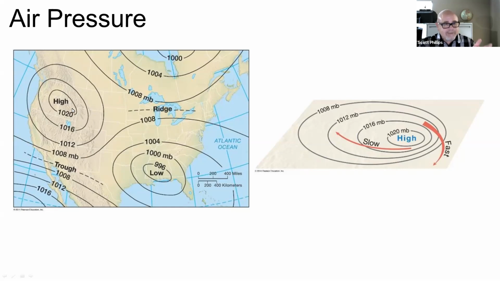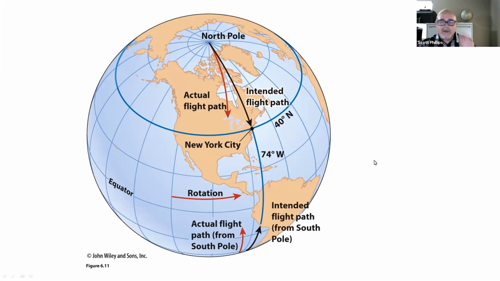Anyway, air would move from high pressure to low pressure, but it doesn't go in a straight line. It actually goes in a curved direction. Let's talk about why that is. It has to do with something called the Coriolis effect, and this is due to the rotation.